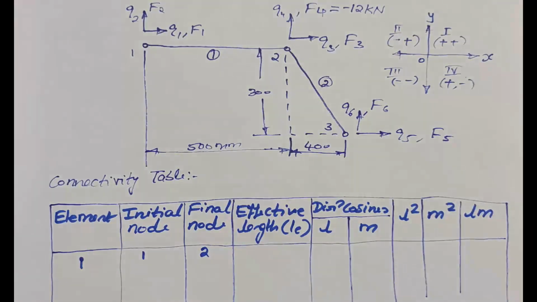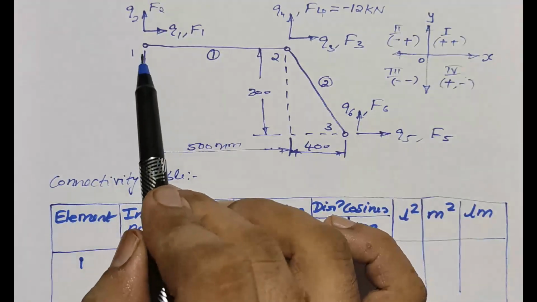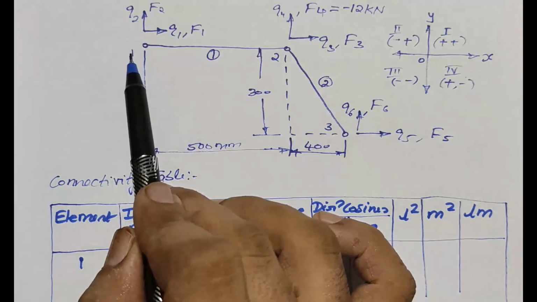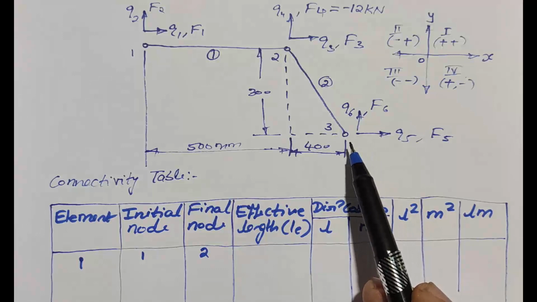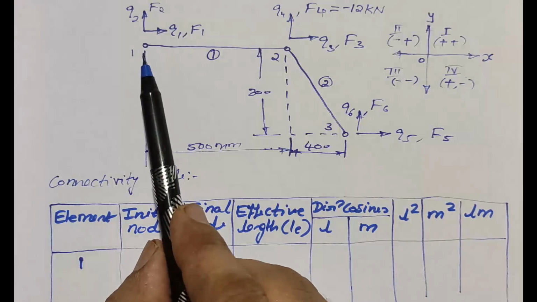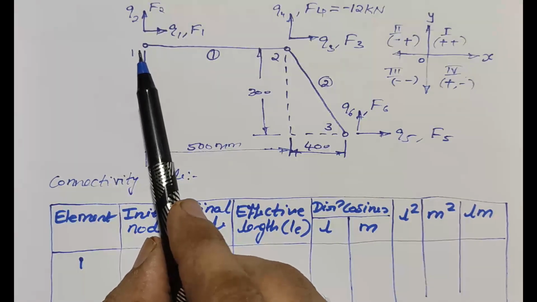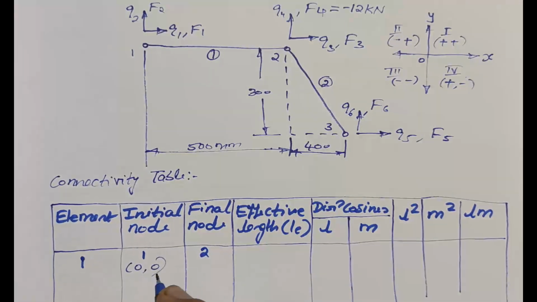See, we have to start the node numbering from the origin. Means I will take node number 1 as our origin, or you can take node number 3 as your origin. It is not a problem. But in this problem I will take node number 1 as origin, means node number 1 is at 0, 0. So coordinate for node number 1 is 0, 0.